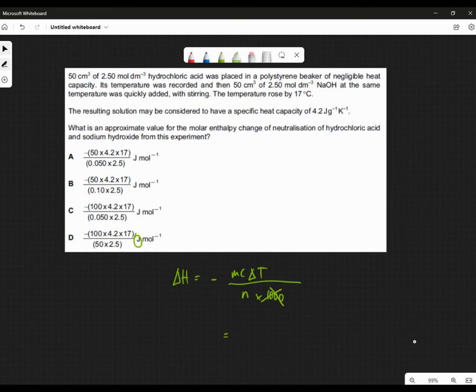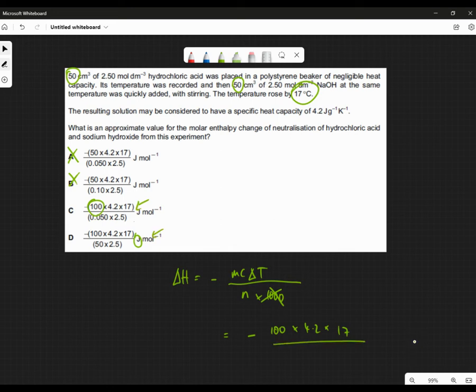So here we go. Minus M is the volume of water. Now we're adding 50 there, and we're adding 50 there, so it's 100. So the answer isn't A or B, is it? So it's either C or D. So it's minus 100 times 4.2 times the difference, which is 17. So no difference yet here. So it's either C or D so far.